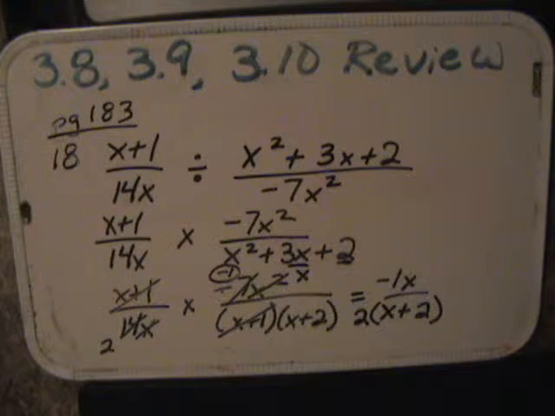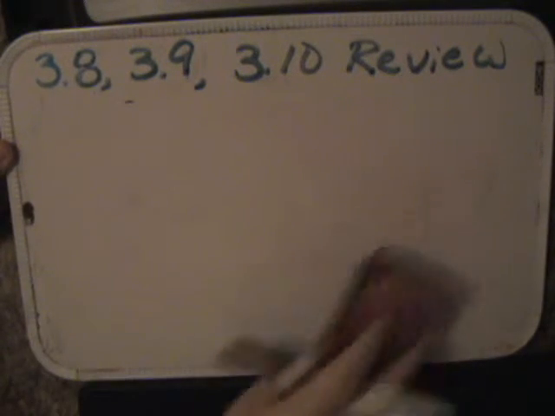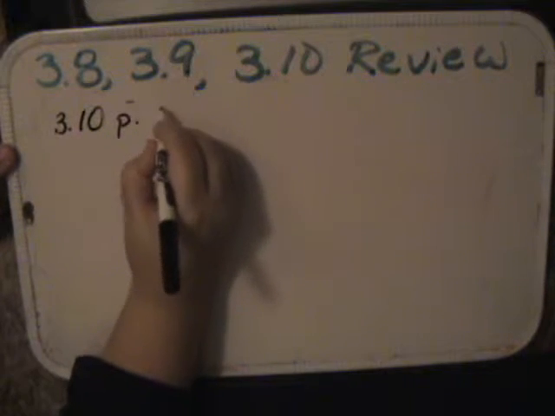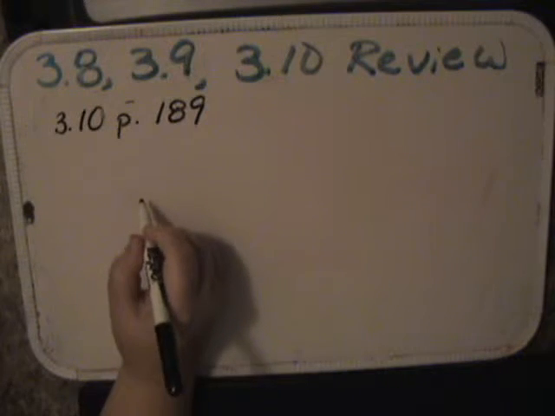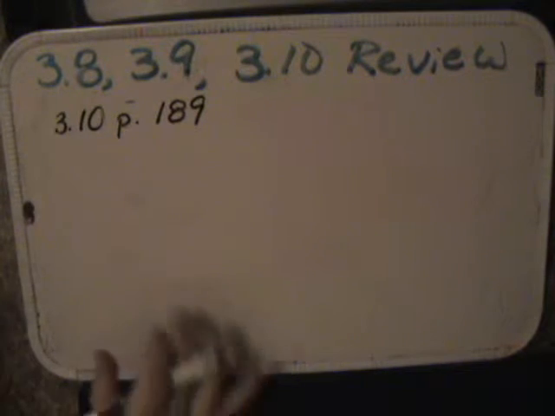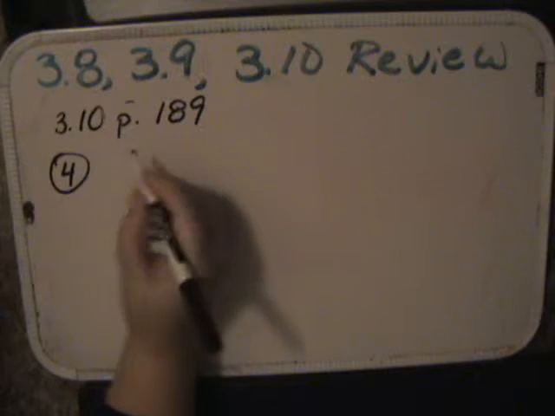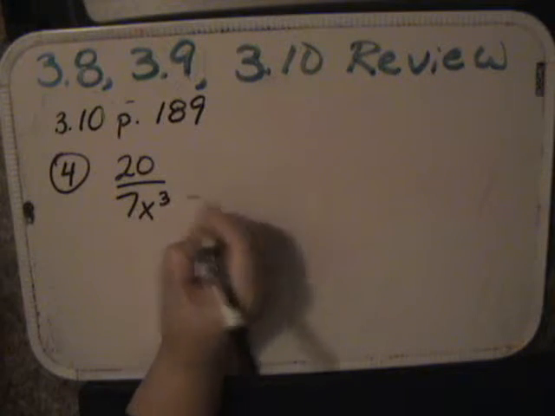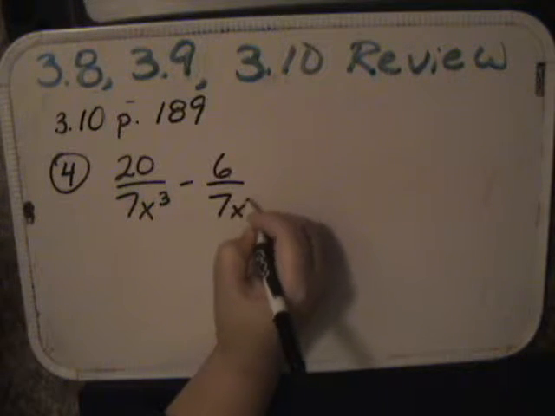Moving on to 310, I will do a few even problems, and this is on page 310. This is the most recent section, and it's page 189. And let's look first at number, let's start with number 4. Number 4 says 20 over 7x cubed minus 6 over 7x cubed.